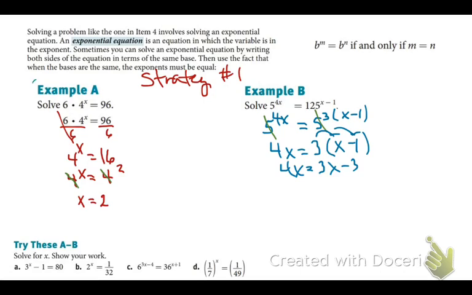What's that going to give you? X equals negative 4. Negative 3? Okay. All right. So, a really good strategy to use with your exponential equations. It takes that exponent and drops it down, and then it's just like you've always done when you're solving. Okay?